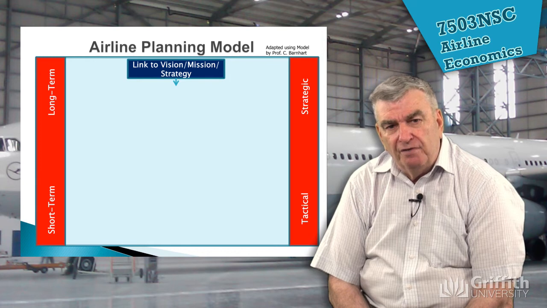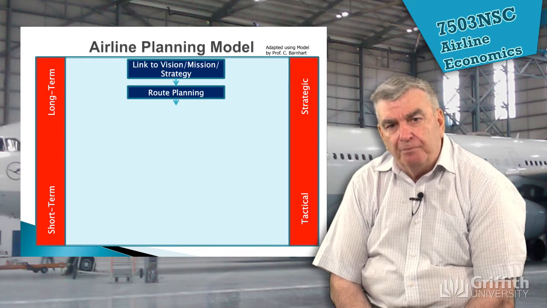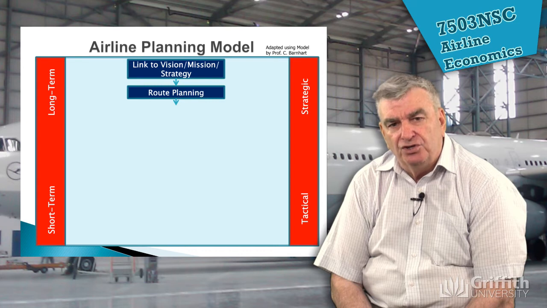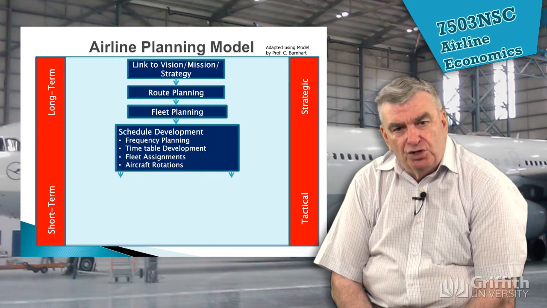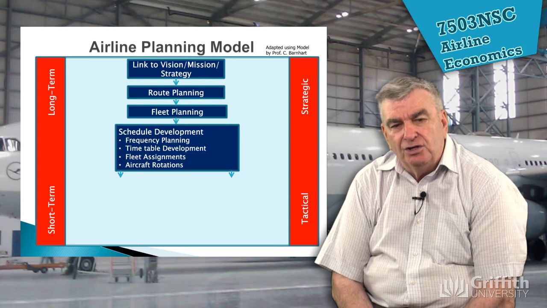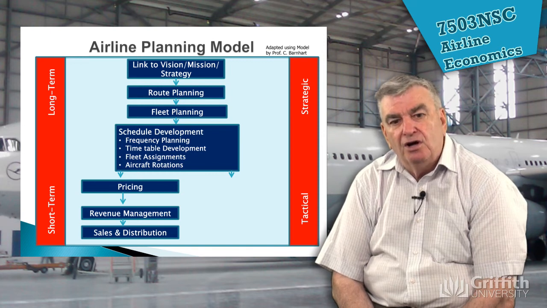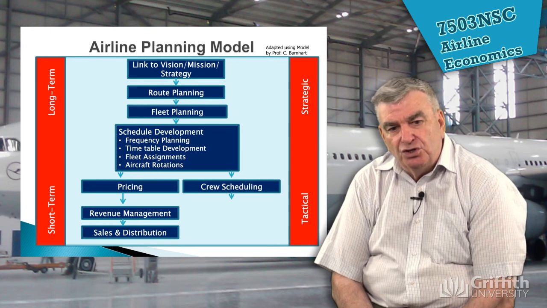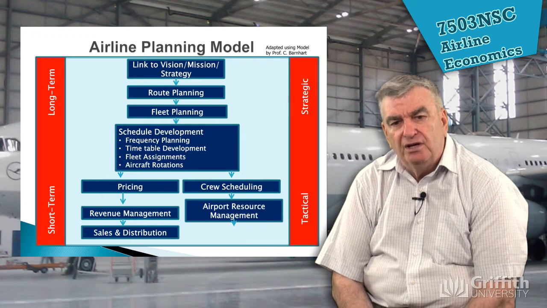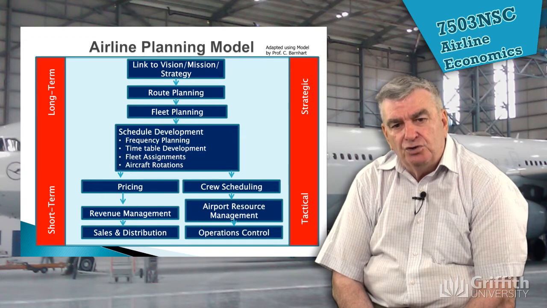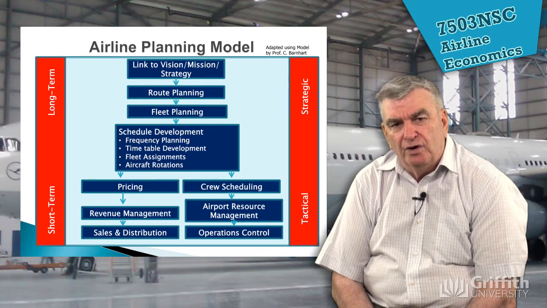So of course, in the previous mini lecture 1, we looked at the way in which the vision and the mission and the gap between the two gave us our goals, and we had strategies for achieving those goals. We looked at the route planning, fleet planning we'll be doing in a further lecture, and the schedule development. So again, route planning and schedule development go very much hand in hand, and then we saw these various other factors. Pricing we've spoken about, revenue management we've spoken about, sales and distribution we'll be talking about more in future lectures. This one we'll be talking a little bit about crew scheduling, later lecture airport resource management and operations control. So this model is going to be very much a repeating model that we use throughout the course.